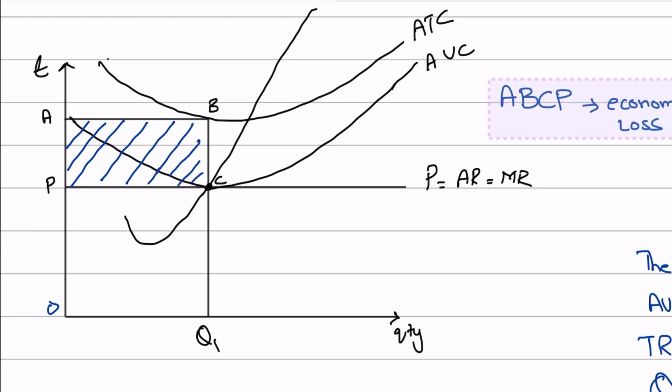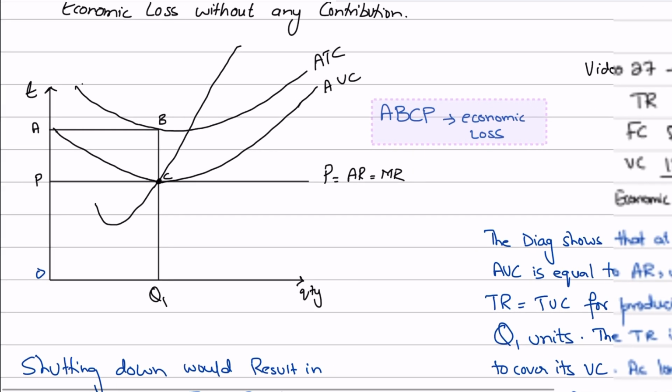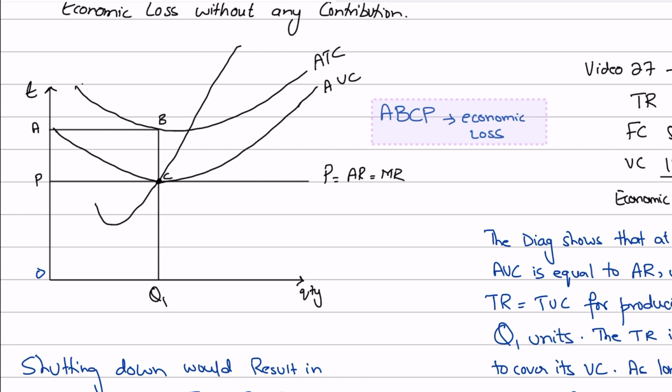But this could equally work as well if you write ABCP equals economic loss. But write it very clearly and in big letters, ABCP equals economic loss, so that when the examiner glances, the first thing he sees is the diagram and, next to it, ABCP equals economic loss. That is your subnormal profit. Write that down next to it too, that this is subnormal profit.